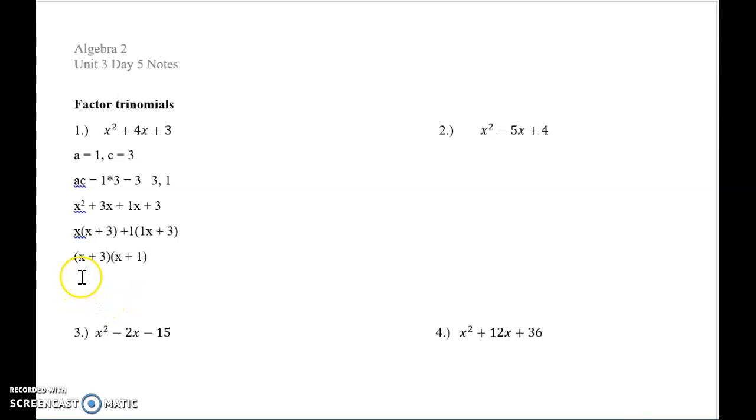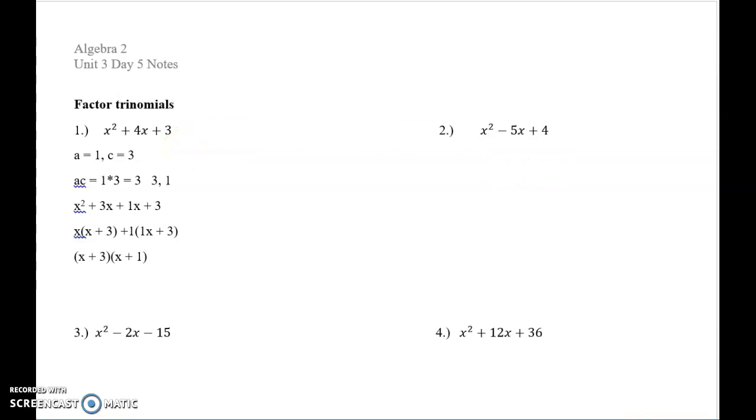And then remember we talked about how you could FOIL it out to check it. X times x is x squared, which that's what I've got right there. X times 1 is 1x. In the inside, 3 times x is 3x. Well, 1x plus 3x is 4x. That's what I've got right there. And then the last 3 times 1 is 3. And that's what I have right there.